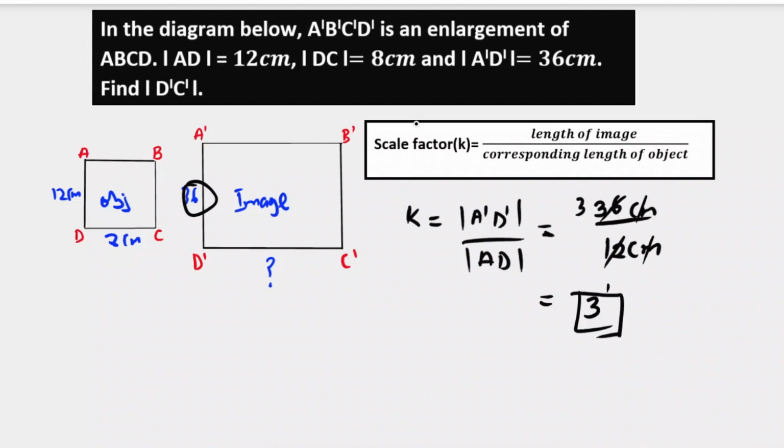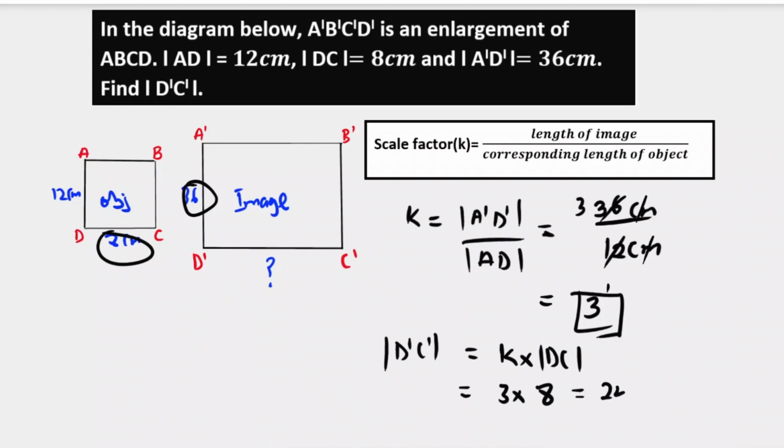Now, after finding the scale factor, how do we find the side D1C1? And that is what the question is demanding. We know that whenever we get the scale factor, we can just multiply by the object length to get the image length. So D1C1, which is the image length, is equal to K times the object length, which is DC. Now we know that K is 3, and DC from the question is 8 centimeters. So that's going to be 8 here. When you multiply, you're going to get 24 centimeters. That is how we can find D1C1 in this case.